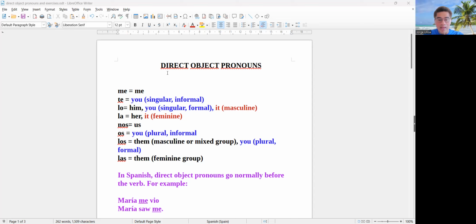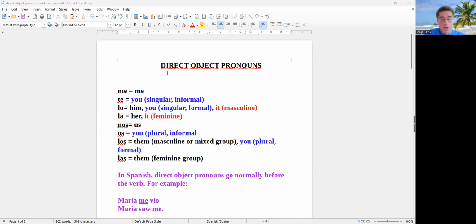And it can also be it if it's a masculine object. For example, bolígrafo. Bolígrafo. If I want to say something like, I saw it, I saw the pen, it would be "lo vi", el bolígrafo.